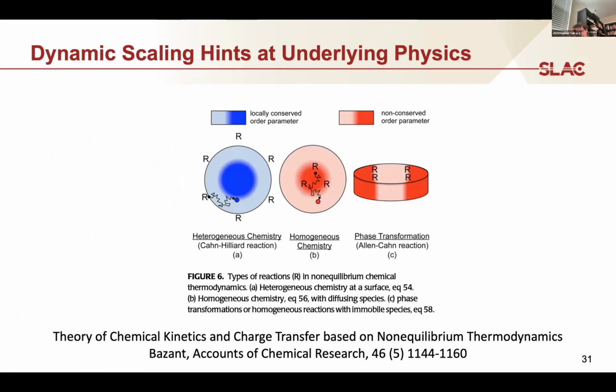in these materials, I'm definitely not an expert in this, but as far as I can tell, the best theoretical fit for what's happening is this idea of chemical kinetics and charge transfer based off of non-equilibrium thermodynamics from Martin Bazant, and in particular talking about this heterogeneous chemistry where we have a locally conserved order parameter and the reaction is taking place particularly at the interface of the domains.